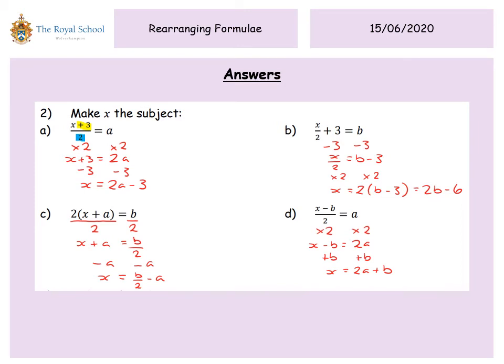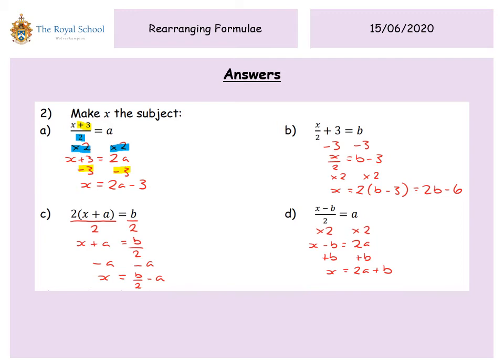BIDMAS normally tells us that division comes before addition, but as you can see, that x plus 3 is the numerator of the fraction here. The x plus 3 must have happened first before we did any division. So x had 3 added to it first to make the numerator, and then we divided everything by 2. So the first thing we do is times both sides of our equation by 2, and the next step is that we get rid of the plus 3 by taking away 3.